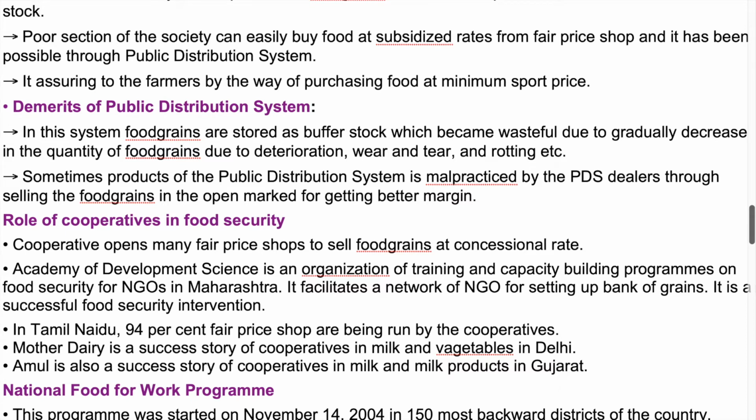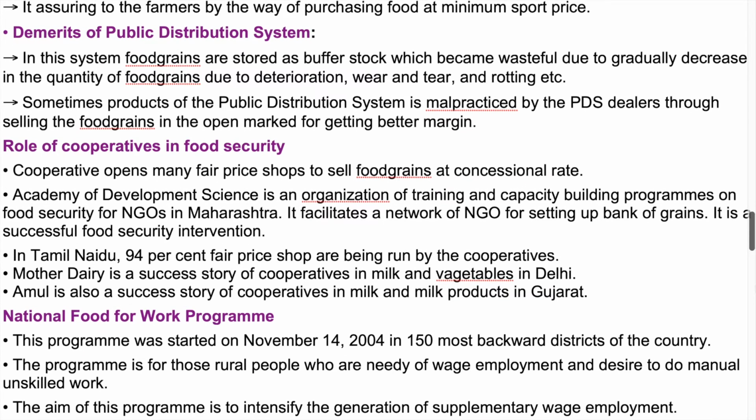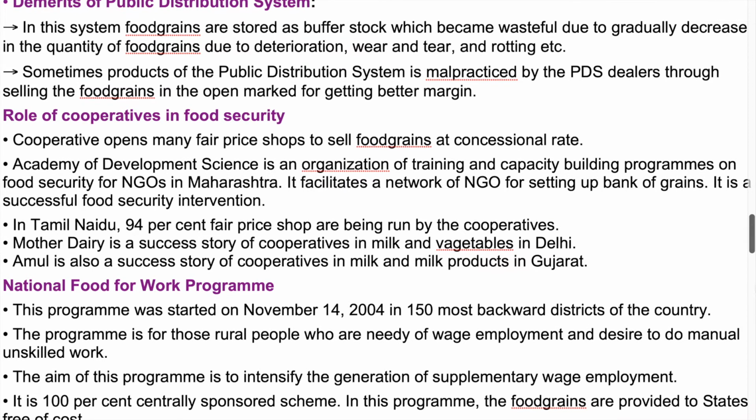Role of cooperatives in food security. Cooperatives open many fair price shops to sell food grains at concessional rate. Academy of Development Science is an organization for training and capacity building programs on food security for NGOs in Maharashtra. It facilitates a network of NGOs for setting up banks of grains. It is a successful food security intervention. In Tamil Nadu, 94% of fair price shops are being run by the cooperatives. Mother Dairy is a success story of cooperatives in milk and vegetables in Delhi. Amul is also a success story of cooperatives in milk and milk products in Gujarat.